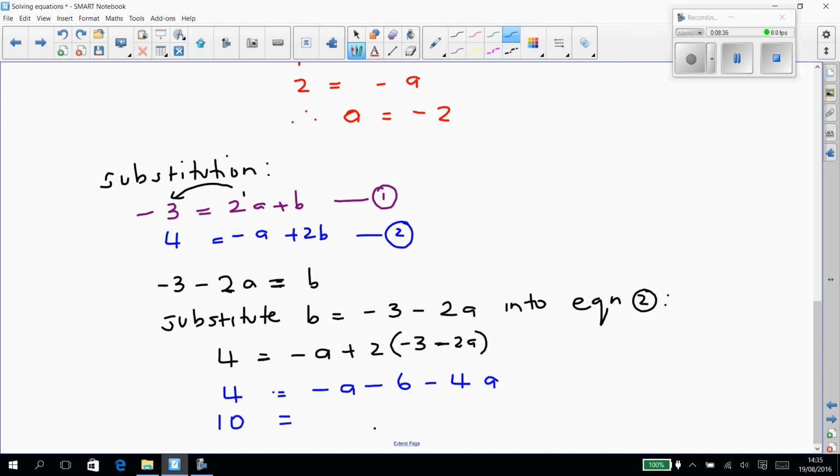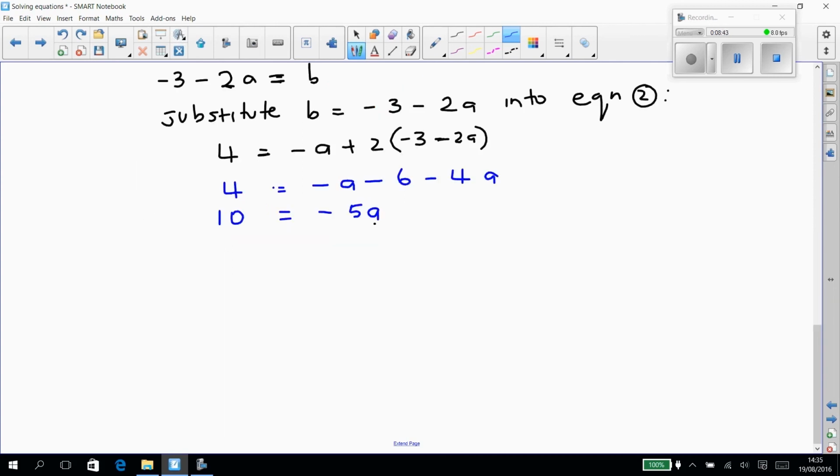I add my like terms here, and I have negative 5a. Dividing both sides of this equation by negative 5, I see that I get a equals negative 2. So therefore, the solution will be a equals negative 2, b equals 1. Remember, although I've used the elimination and the substitution method, you only need to apply the method that you are comfortable with.